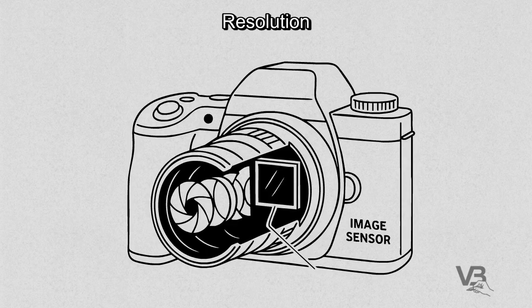3.2. Resolution. The number of pixels on the sensor determines the resolution of the image. For example, a 12-megapixel sensor has 12 million pixels. More pixels mean more detail, but if the sensor is small, too many pixels can increase noise instead of improving quality.